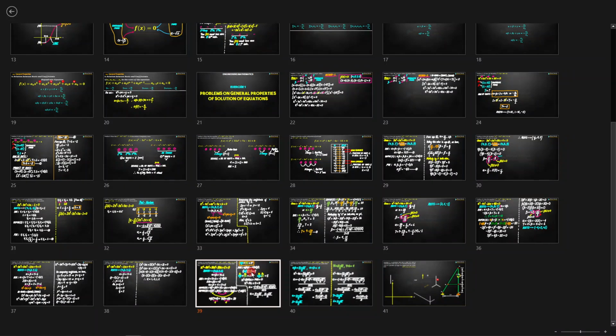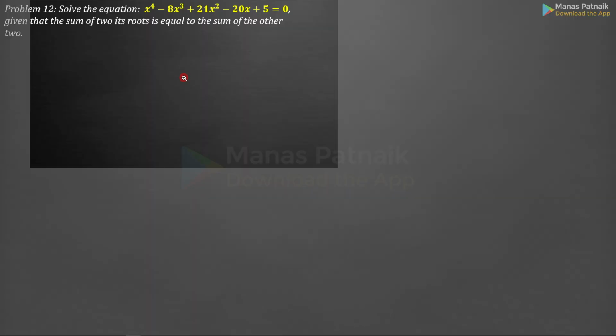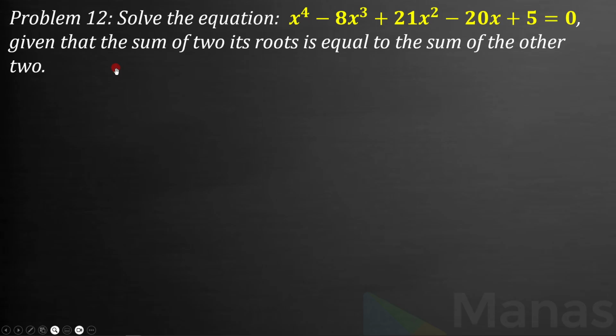Let us now move to our next problem, which again is a case of biquadratic equation. Let me zoom in and let's read it carefully. So we need to solve this equation. Degree is 4. That means as many as 4 roots are going to be there. Given that the sum of the two roots is equal to the sum of the other two. So from here, you can frame an equation.